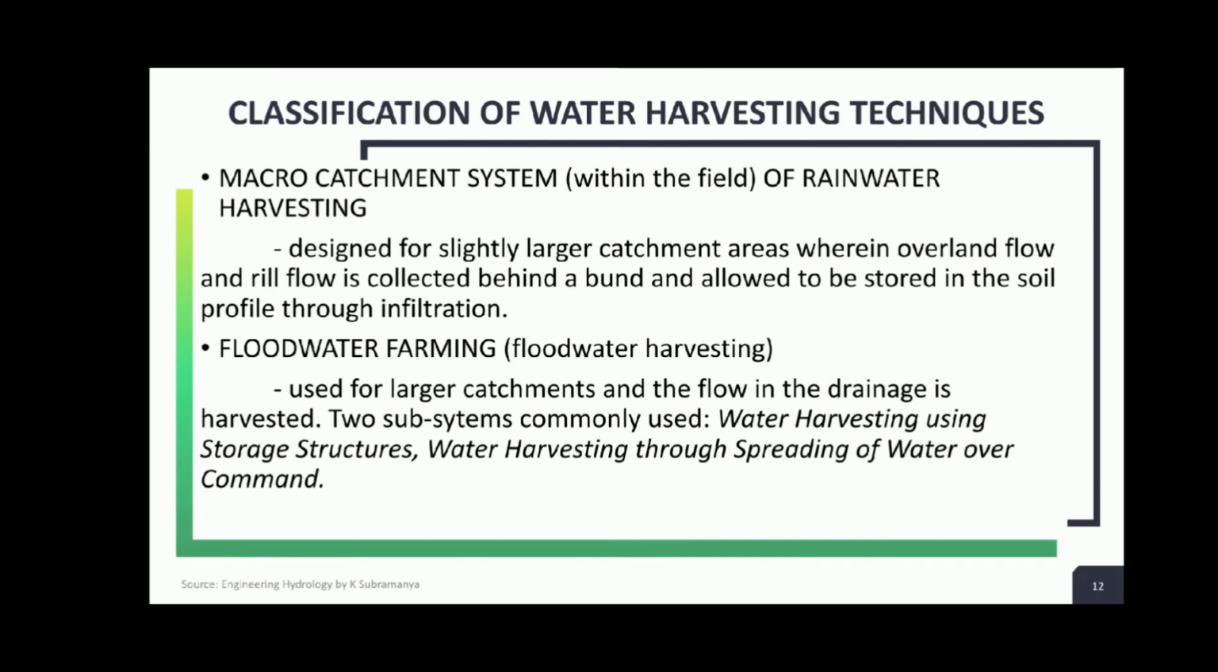Macro catchment system within the field of rainwater harvesting, designed for slightly larger catchment areas wherein overland flow and rill flow is collected behind a band and allowed to be stored in the soil profile through infiltration. Floodwater farming or floodwater harvesting, used for larger catchments and the flow in the drainage is harvested. Two subsystems commonly used: water harvesting using storage structures and water harvesting through spreading of water over command.